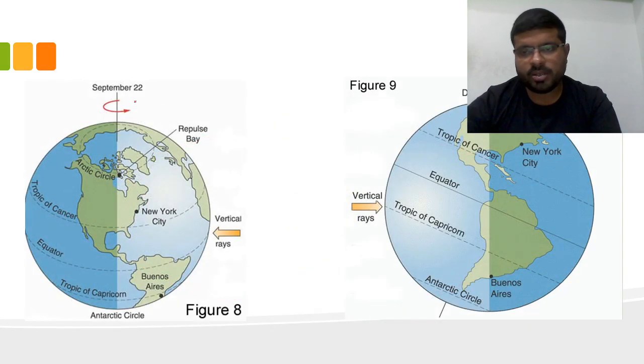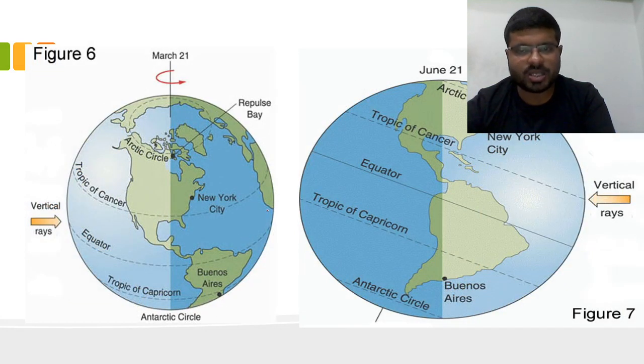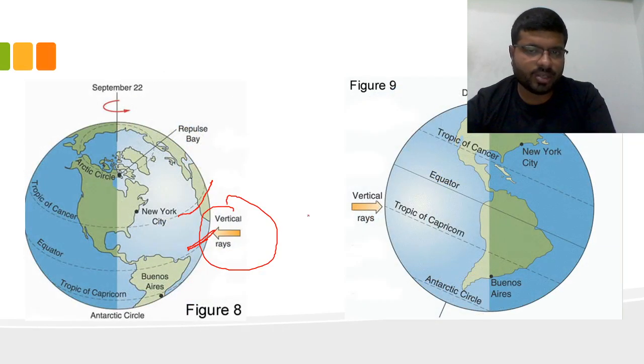If you can see here, you can never see vertical rays beyond a limit. In this picture, these vertical rays will always fall between the Tropic of Cancer and the Tropic of Capricorn. So vertical rays will never be beyond these latitudes in a year. In figure 9, vertical rays are at around the Tropic of Capricorn, in figure 8 they are at around the equator, and in figure 7 they are at the Tropic of Cancer.